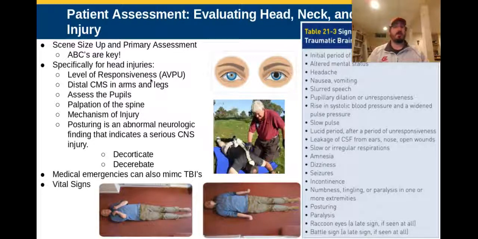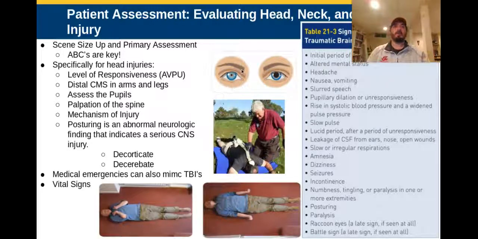Same in our arms. Especially if we have a back injury and I say, hey, I give them both my fingers, squeeze my fingers as hard as you can, and they can't squeeze them. That's something to take note of. We need to get to a trauma center right away. All right, assessing the pupils. I said this in patient assessment: the eyes are not only the windows to your soul, they're the window to the brain.